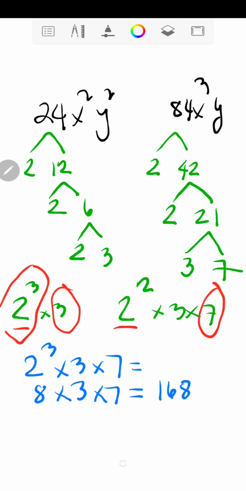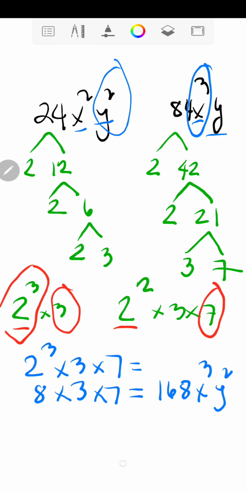However, we still have variables here to solve. And then we just have to choose the one with the highest power. In this case, we have x squared and x cubed, and our highest power is x cubed. And we have y here, and the one with the highest power is y squared. So you just copy it after the LCM of 168. That's it guys. That's how we obtain the least common multiple for 24x squared y squared and 84x cubed y.